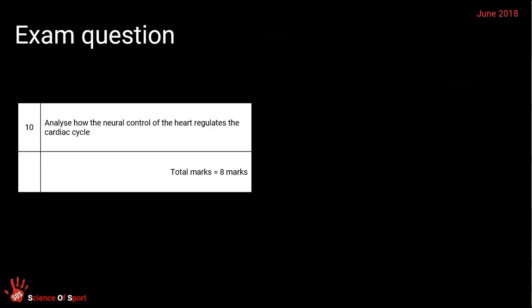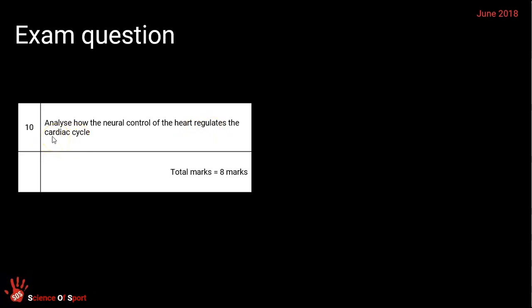I just want to show you this exam question for 8 marks. This is a great thing to look at in terms of the mark scheme when preparing your revision materials for this topic. So this is an analyse question. It wants a lot from you. And if we interpret this question, it asks you to analyse, tell them how it works. The neural control of the heart regulates the cardiac cycle. So it's asking you, how do the neural factors, the conduction system stuff, regulate, control the cardiac cycle?